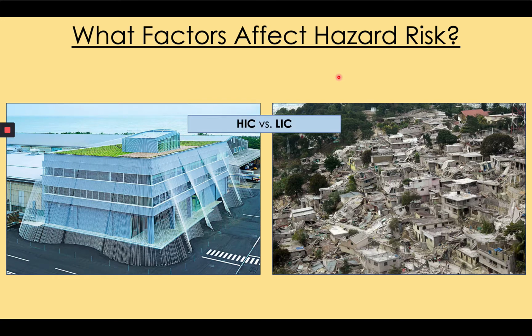So the main factor here that affects hazard risk is how developed or how rich a country is. High-income countries, HICs, such as Japan, have lower hazard risk because people are less likely to be affected by an earthquake when it happens. An LIC, such as Haiti, has higher hazard risk because people are more likely to be affected by a hazard, even if it's a similar hazard.